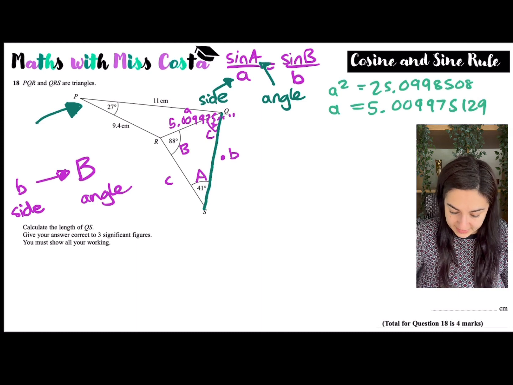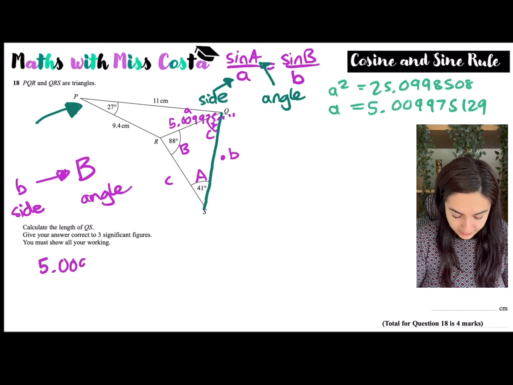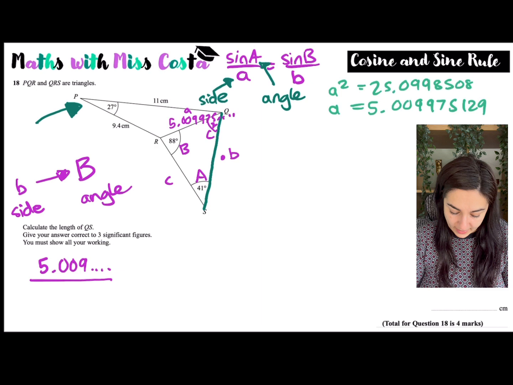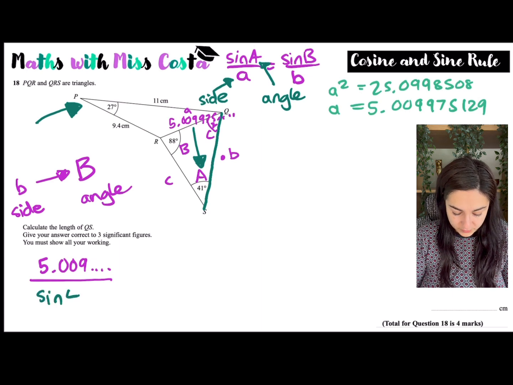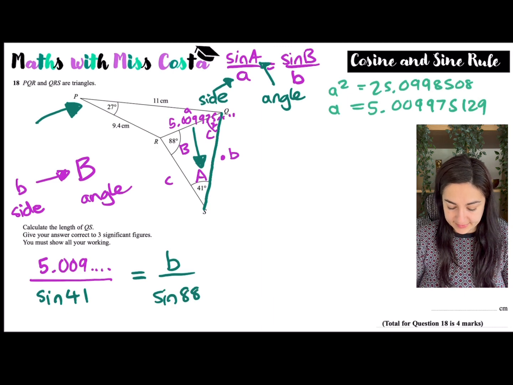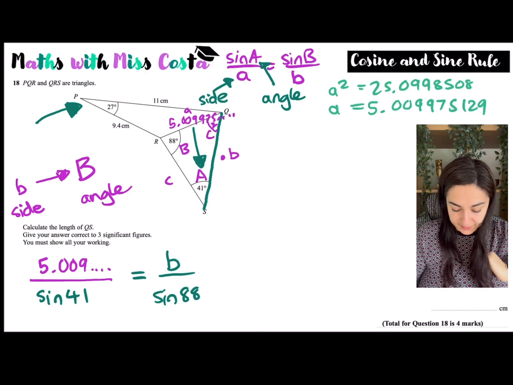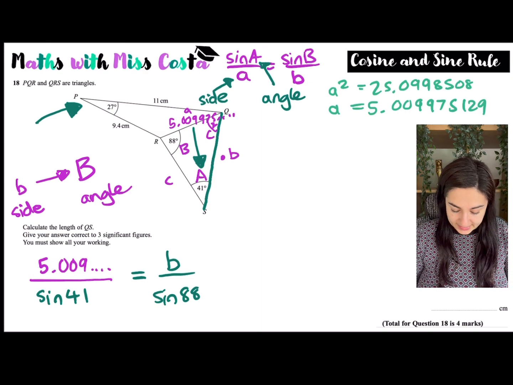So because I have got a side, which is 5.009, so forth, and I've got a corresponding angle, so I've got the angle for big A, that would be sine 41. That must be equal to B, which is what I'm trying to find, the little side, over sine 88. Okay, so that's why I label my triangles, because then I know what to fill in. And I use the sine rule because I've got two angles and a side, and I'm trying to find the final side. So let's see what I can do.